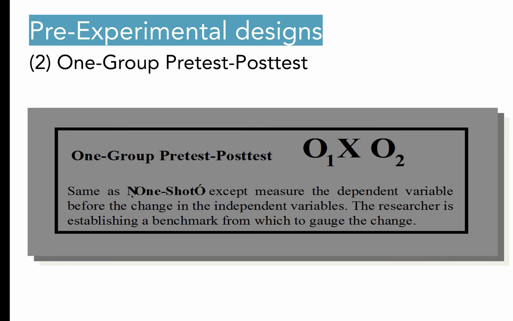A slightly more complex version of this is the one-group pre-test post-test. This is the same as the one-shot case study, except that you have a pre-measure as well. So you have O1 X O2. That means you have that pre-test, then the experimental stimulus or manipulation or independent variable, X, and then your post-test. So at least you have that baseline measure, O1, to use as a benchmark to see if there was any change, any net change between O1 and O2 that could explain the effect.